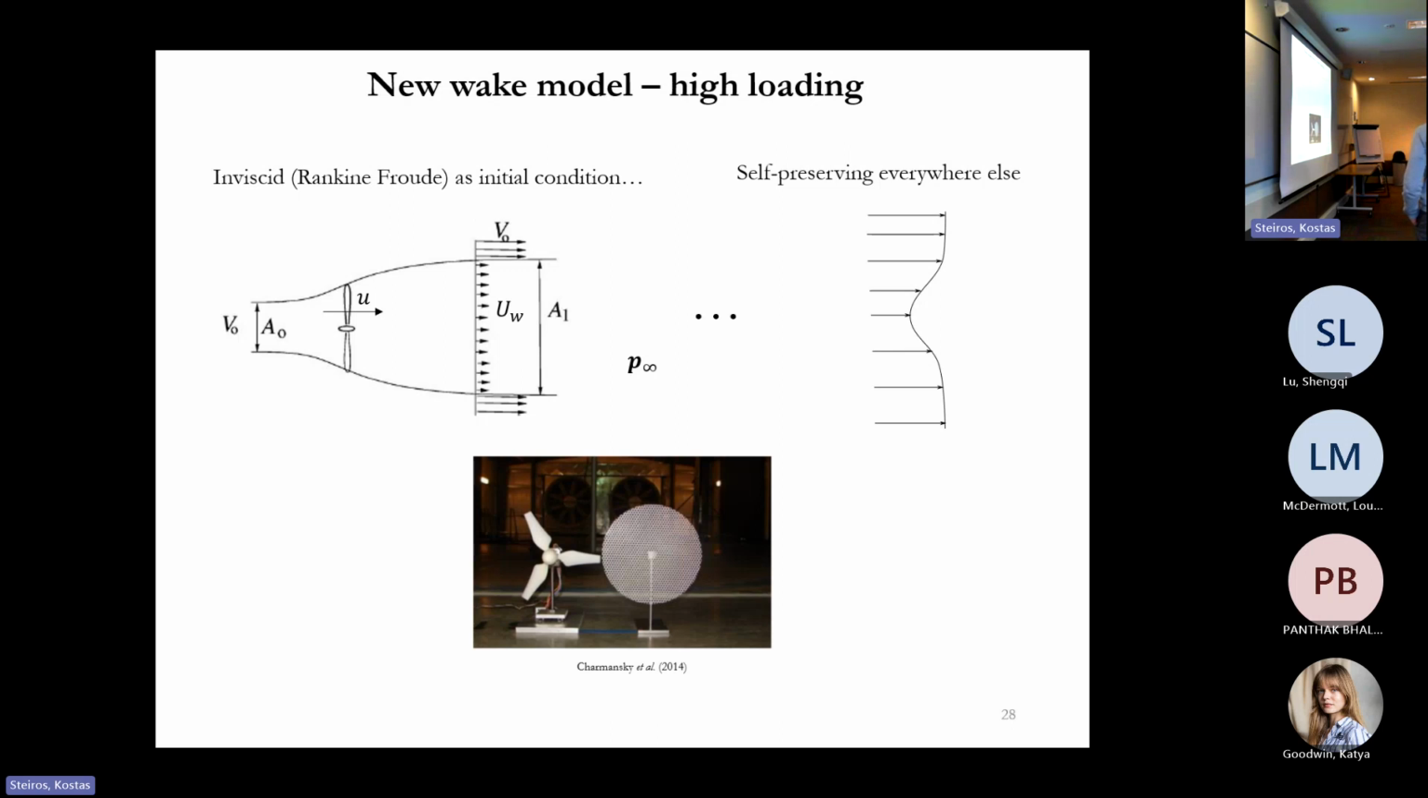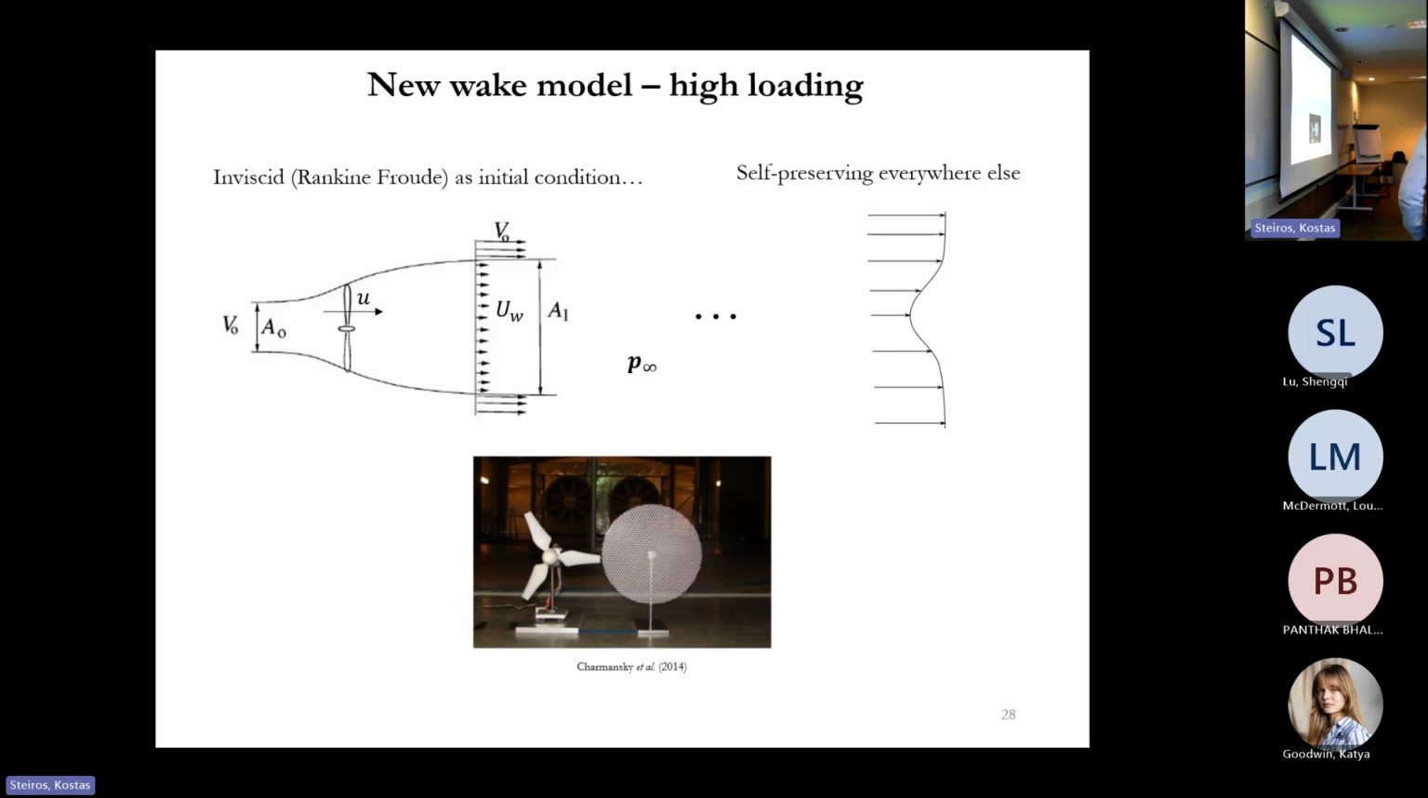So they start with the Rankine-Froude theory here, close to the wind turbine, and then they use this as a boundary condition, and then this velocity evolves using the theory of self-preserving wakes, which I will not cover here. It's turbulence theory.